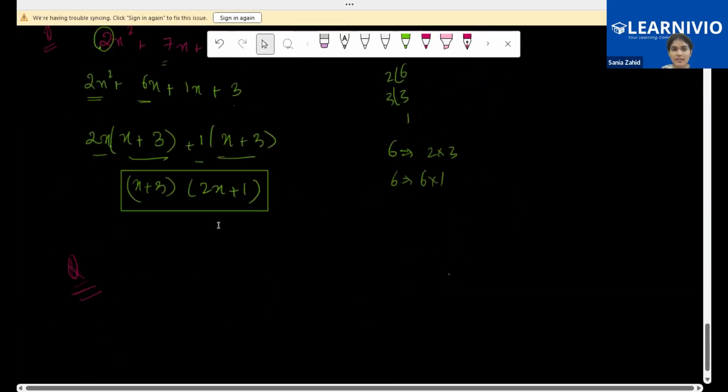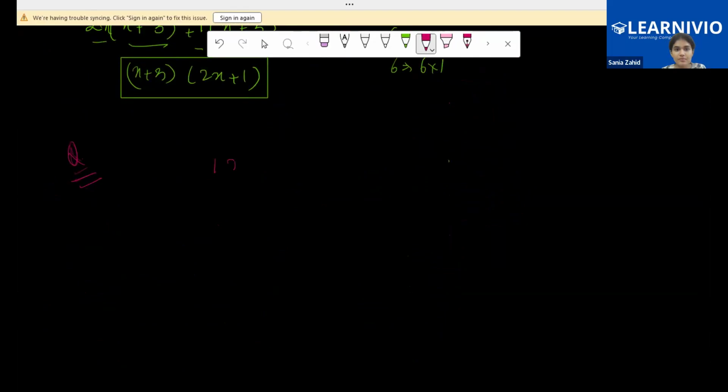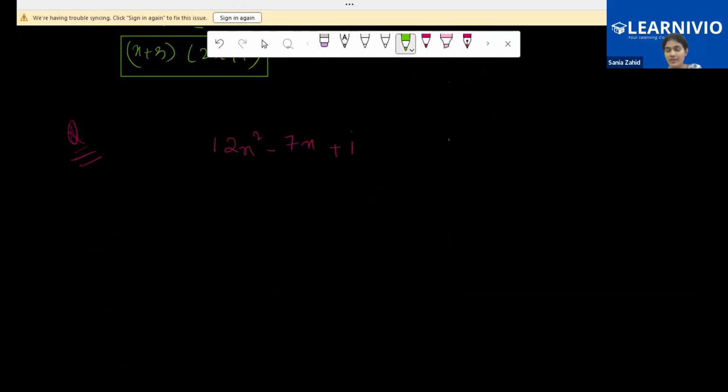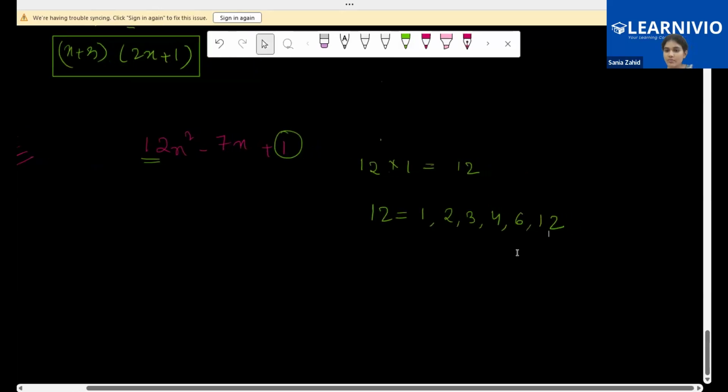So the question is 12x square minus 7x plus 1. Right? This is the question. So, see, what is my formula? Just remember one thing. There is a series of steps that you have to follow, right, Hafsa? First of all, you take the first number, the coefficient of x squared. So what's the coefficient of x squared? 12. And now you multiply this 12 with 1. What do you get? 12 into 1 is 12. What are the factors of 12? You have 1, 2, 3, 4, 6, and 12 itself, right? These are the factors of 12.